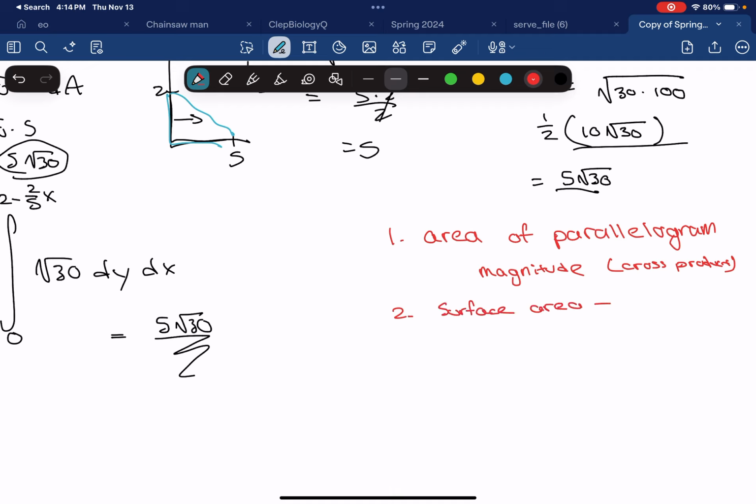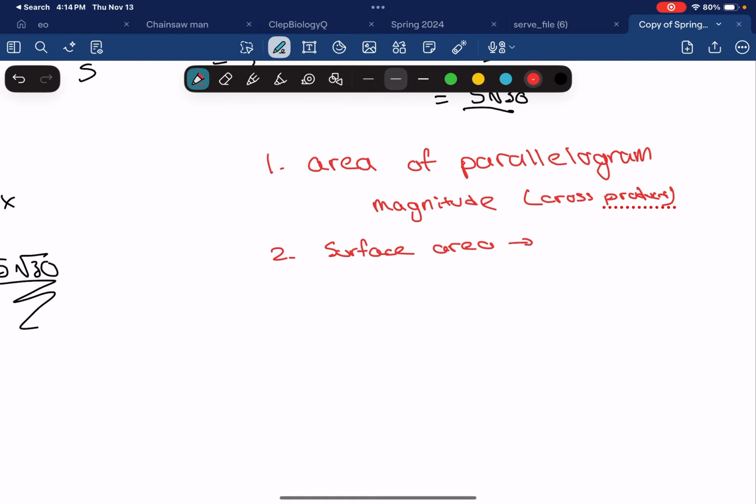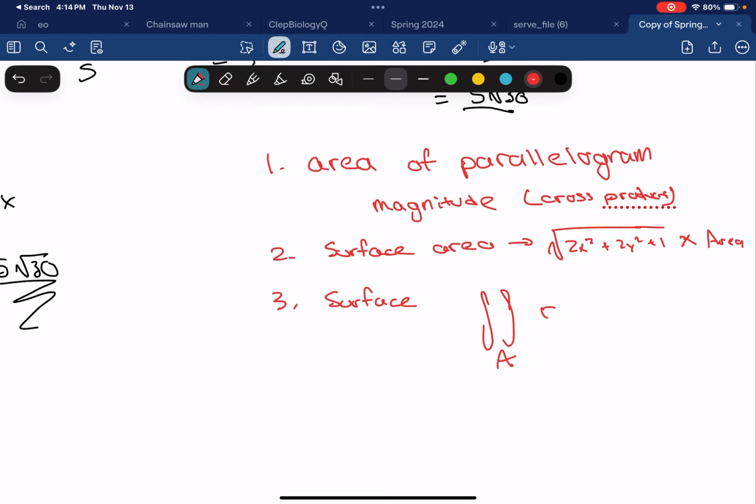that transitions into the square root of zx squared plus zy squared plus 1 multiplied by the area. And the third one is surface area double integral. You can use any of these three ones.